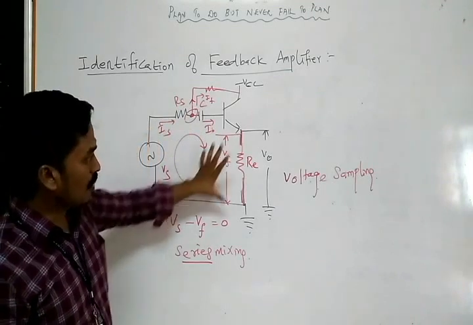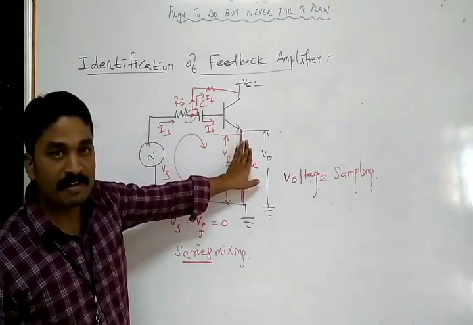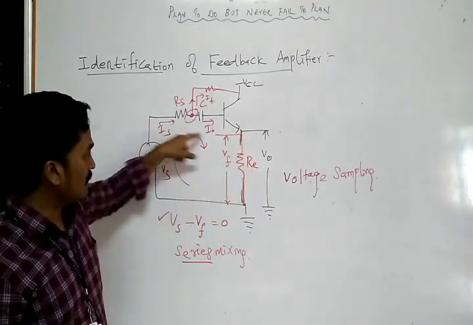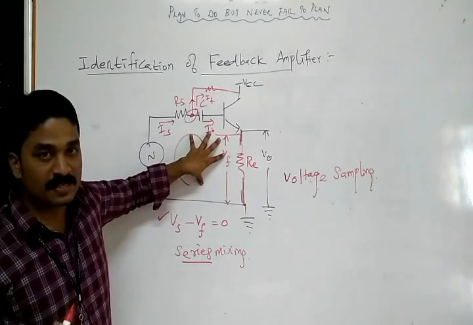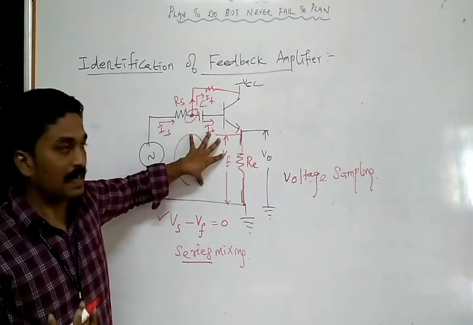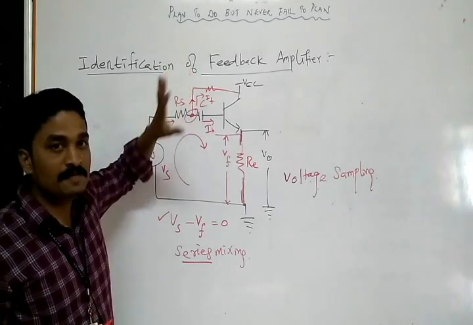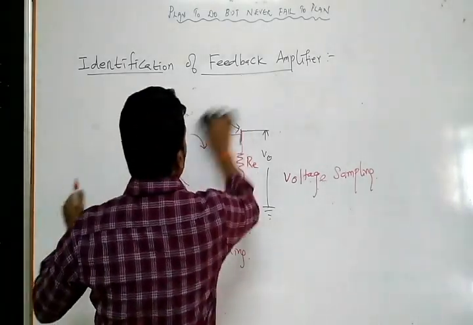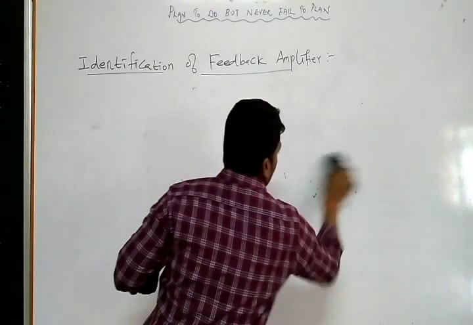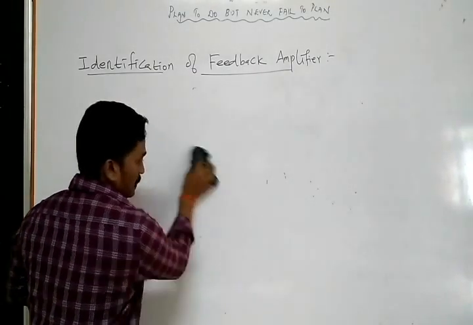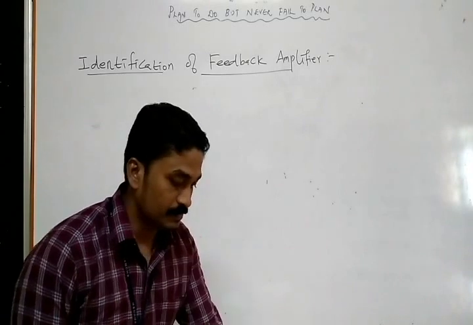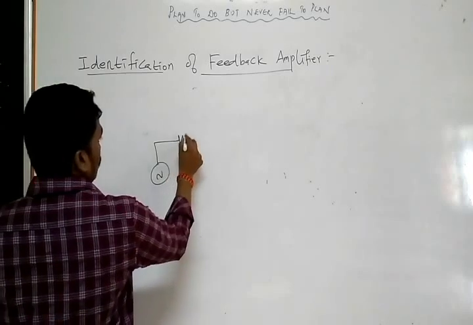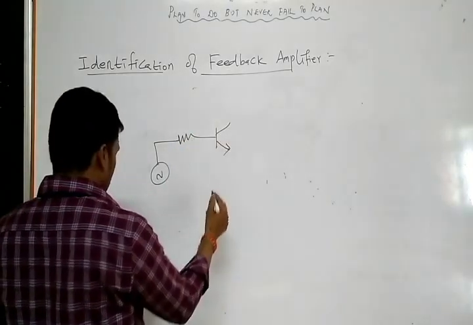Are you clear? After shorting the output terminal, if you do not get any feedback, that is called voltage sampling, and this drop subtracted as a voltage in the series network is called series mixing. If the same drop is subtracted as a current like this, then that is called shunt mixing. Let us take a few other examples so that we get a clear idea about how to identify the feedback amplifiers. Let's take the second circuit. This is a two-stage amplifier circuit.